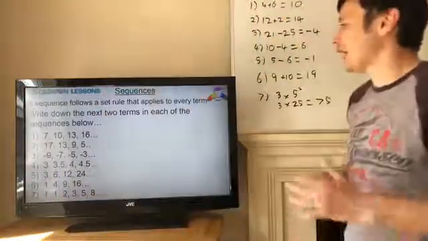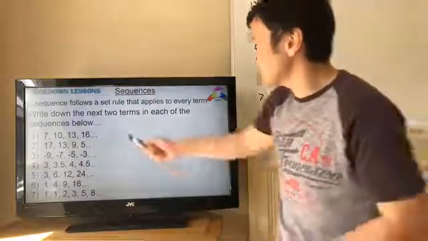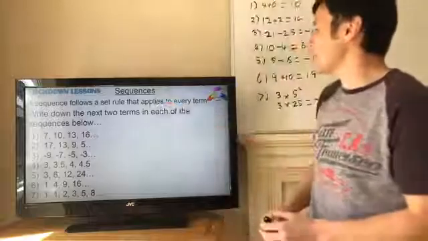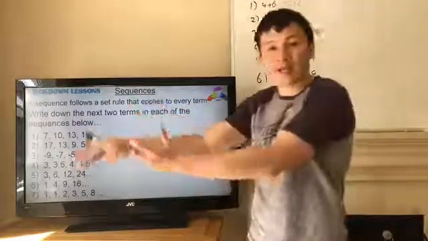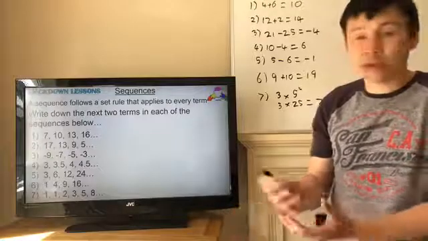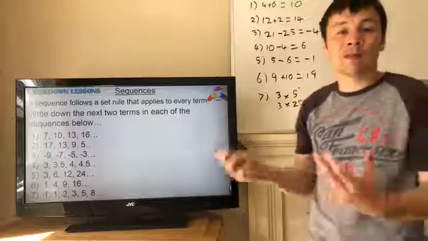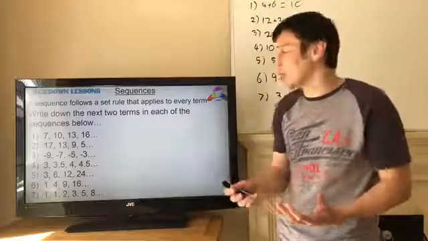Okay, so a bit of another kind of easy warm-up for you. Quite simply, a sequence follows a set rule that applies to every term. So the rule is the same throughout that sequence. You can't change it as you go. Most of the rules are to do with adding and taking away. Some of them you might be multiplying or doing something a little more sneaky.